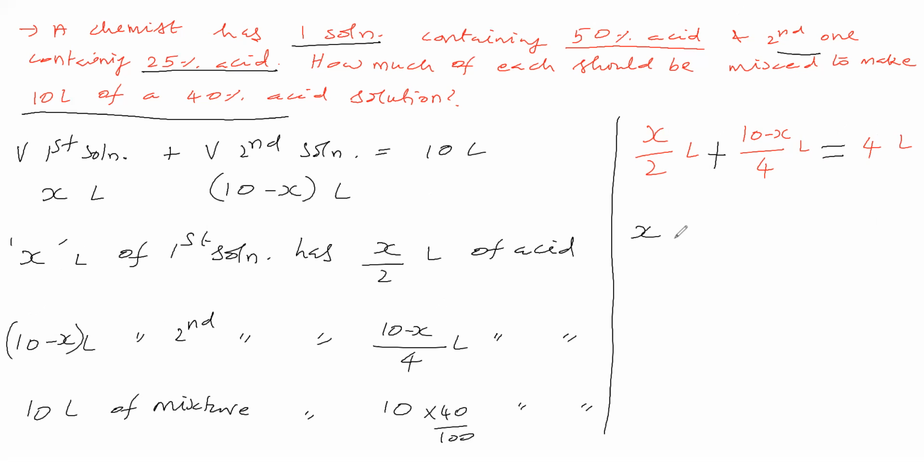By simplifying this we get x is equal to 6. That means the volume of the first solution we are taking is 6 liters. The second solution we are taking is 4 liters. On mixing we get a total of 10 liters.